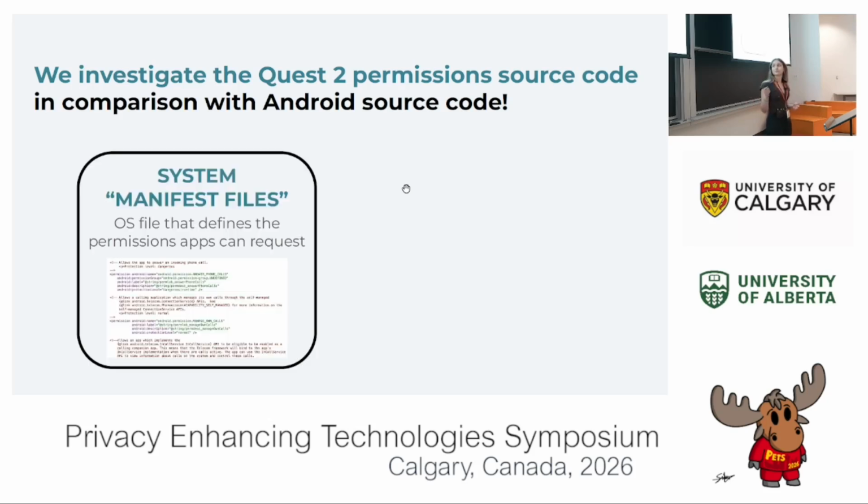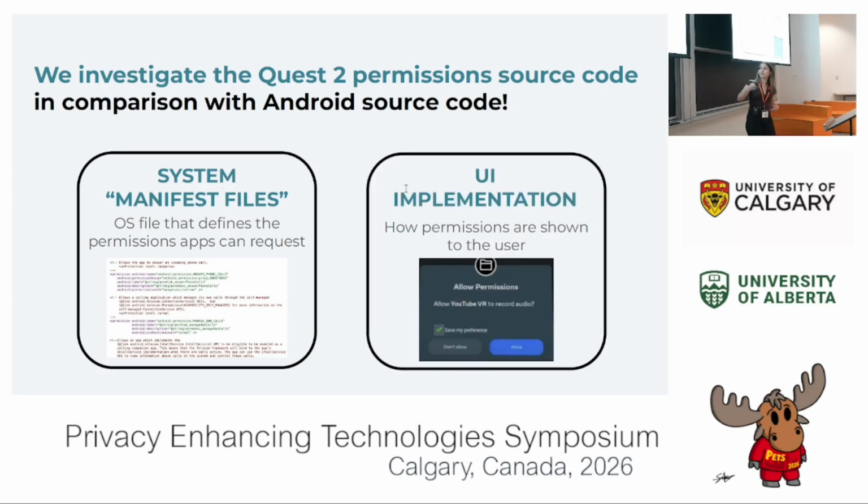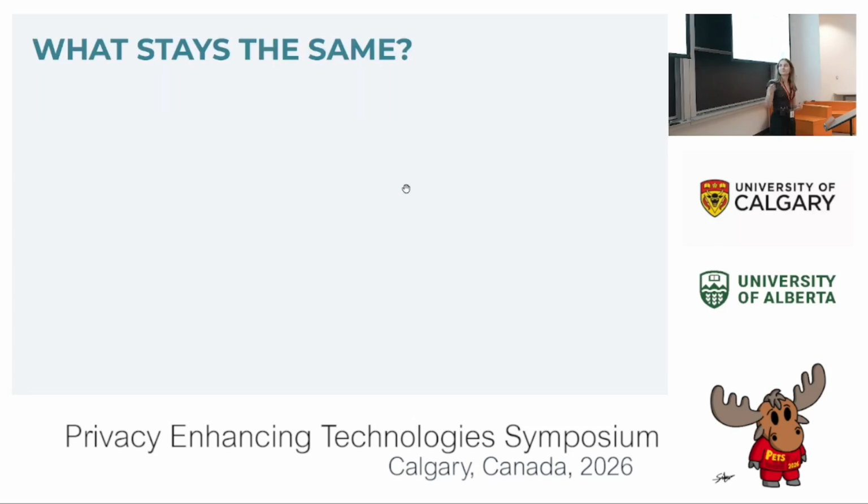So we set out to investigate the Quest 2 permission source code, specifically in comparison with Android source code. And we looked at system manifest files, which are these operating system files that define the permissions that apps can request, as well as the user interface, which is how permissions are shown to the user, and it's dictated by what's in these manifest files.